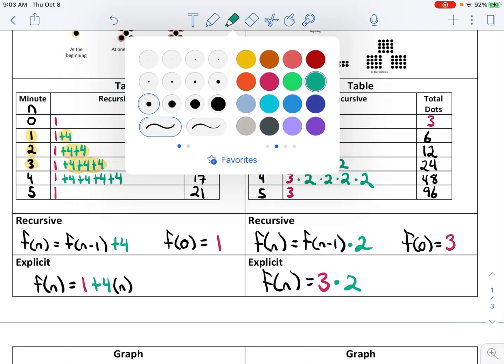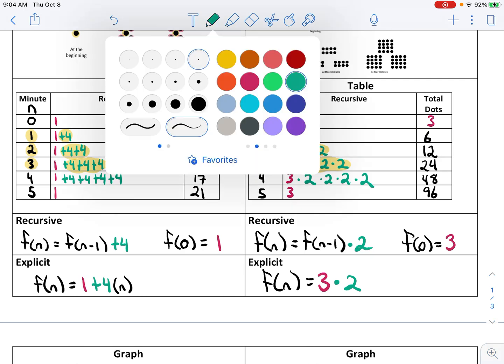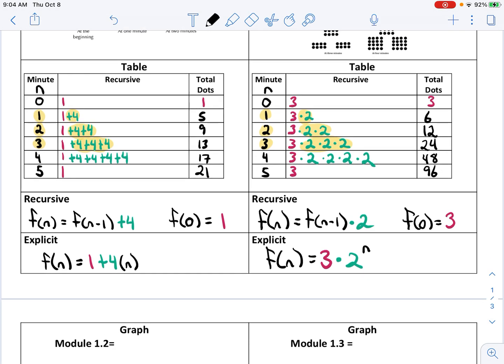So now we're going to say how many times we're multiplying by 2? Well, here it's 1, 1. It shows up twice, 2. It shows up 3 times, 3. So it's directly related to n. And repeated multiplication we write as an exponent. So 2 to the power of n.